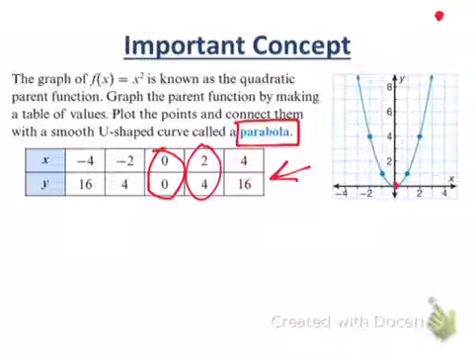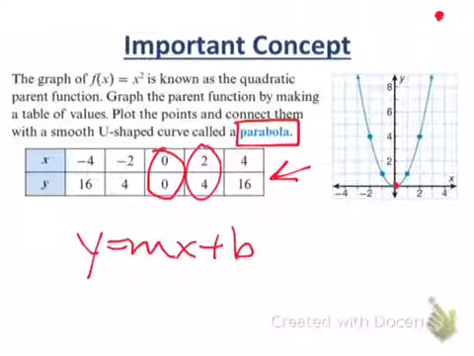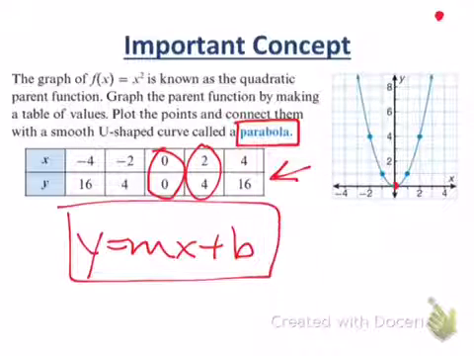But when you graph this, you get a nice U shape. This graph looks very different from y equals mx plus b, doesn't it? y equals mx plus b is a straight line. As soon as the exponent gets higher than 1 or lower than 0, then we've got curves instead of straight lines. Linear functions have x to the first power.